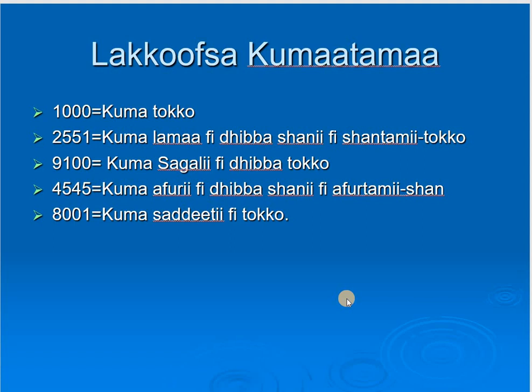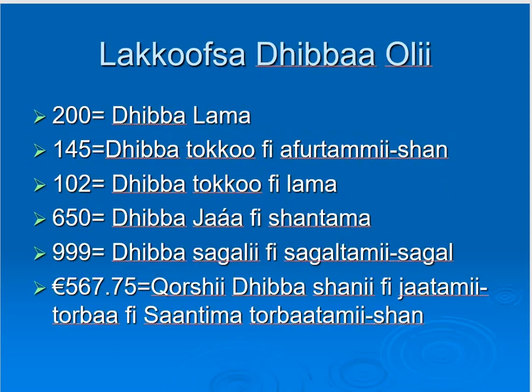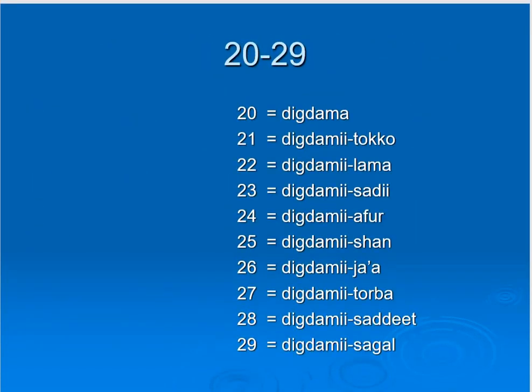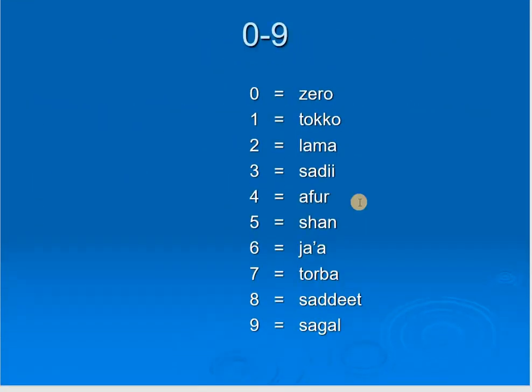I hope this helps, and I'll go back to the numbers one more time, the original numbers. 0, tokko, lama, sadi, afur, shan, ja'a, torba, saddeet, sagal. Afan Oromo numbers are really very short and very memorable, and I hope you can learn and start counting in Oromo.